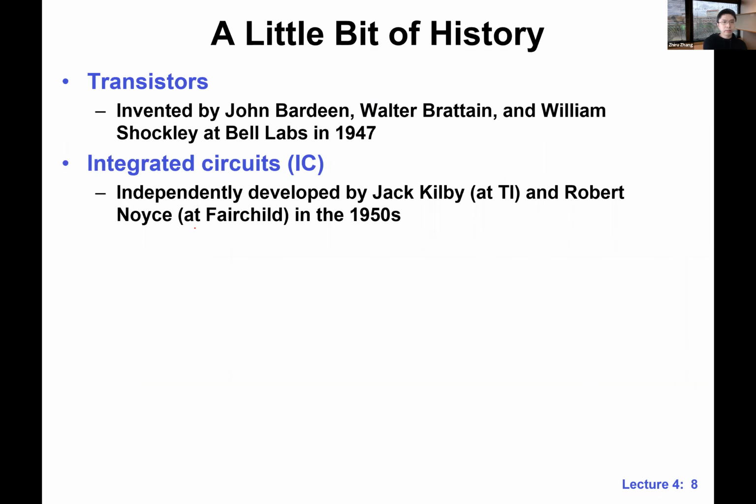So let's talk about CMOS. Let's talk about transistors. First, a little bit of history. Actually, the transistor was invented by these three gentlemen, three scientists: John Bardeen, Walter Brattain, and William Shockley. And all three won the Nobel Prize in physics later on for this contribution. And in the 1950s, Jack Kilby and Robert Noyce independently figured out a way to integrate more than one transistor in a single device.